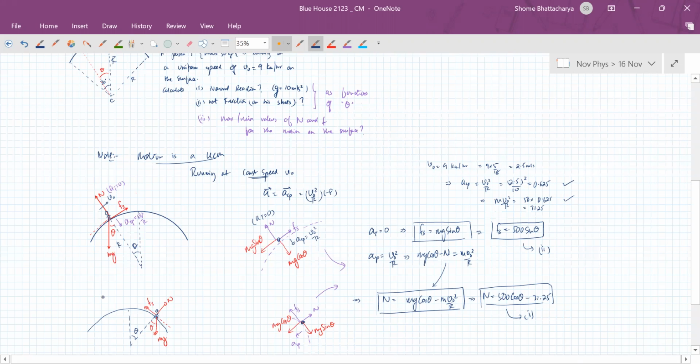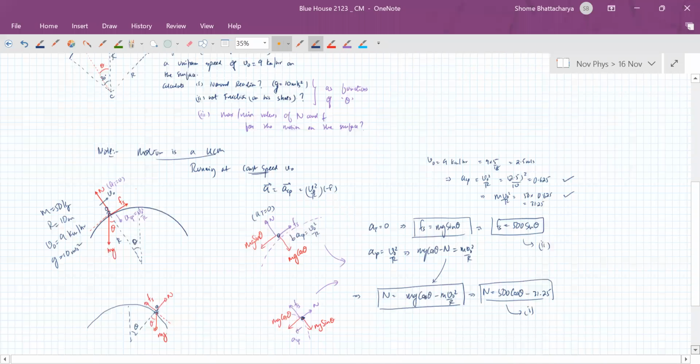So we've used the fact that the mass of the person is given to us as 50 kg. The radius of curvature of the surface is given as 10 meters. V naught is the constant speed at which he is running, 9 kilometers per hour, and we have taken the value of g as 10. So these are the general values that we have used. Now for the third part, you have to just calculate the maximum and minimum values of this.